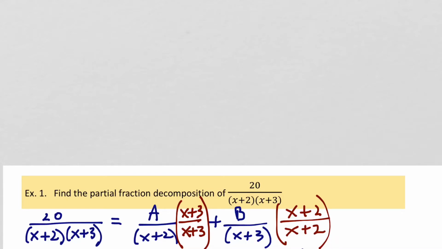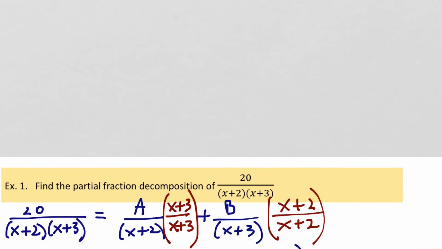We're starting out with 20 over x plus 2 times x plus 3, and we want to find the partial fraction decomposition of this fraction. So I'm going to write it on the left-hand side, and on the right-hand side I have this linear factor, x plus 2, as the denominator of one of these fractions, and this linear factor, x plus 3, as the denominator of the other one.